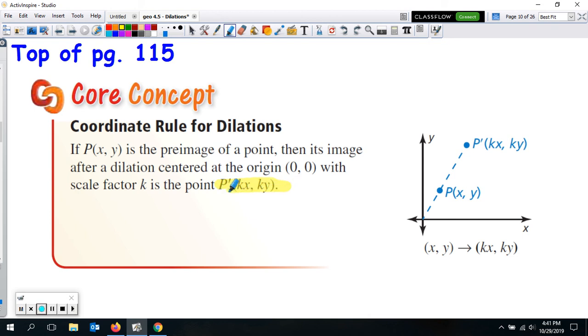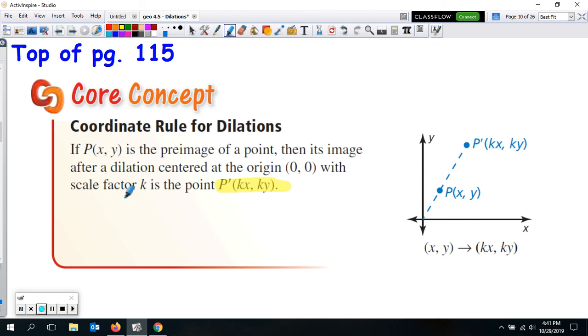How do you find the new points like P prime? It is this right here. But first, you need to realize that it's going to be centered. The center of dilation is at the origin. So this only really works when the center of dilation is at the origin. Just like the other rules, we're always at the origin as well, or the rotation was anyways.